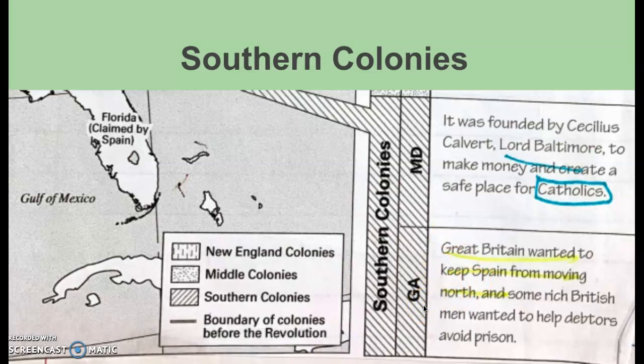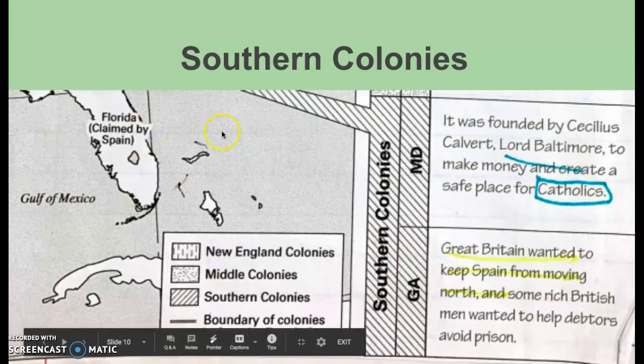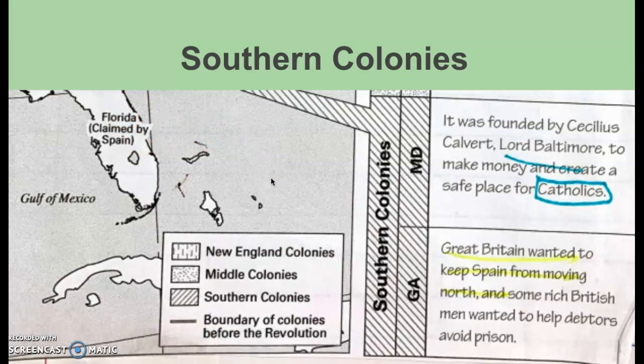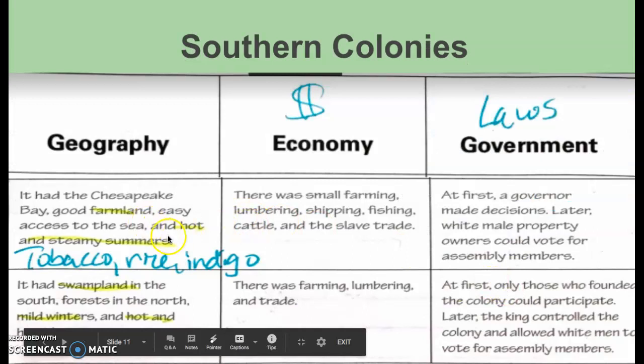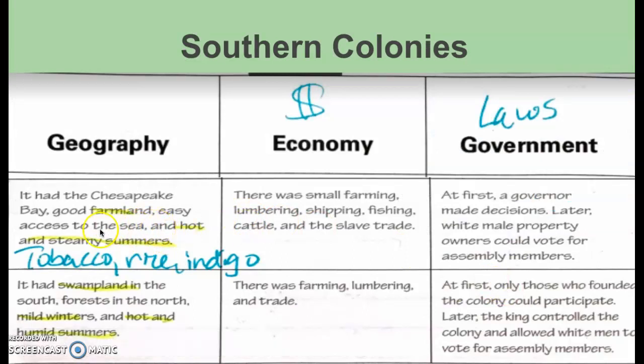It was used as kind of a buffer zone between Spanish Florida, as you can see here, and the British colonies north of Georgia. So it was a British colony, and this is where Great Britain would send all of their prisoners when they wanted to empty out their prisons in Great Britain. They sent them to Georgia. Geography, this area had incredible farmland, easy access to sea, and hot and steamy summers.